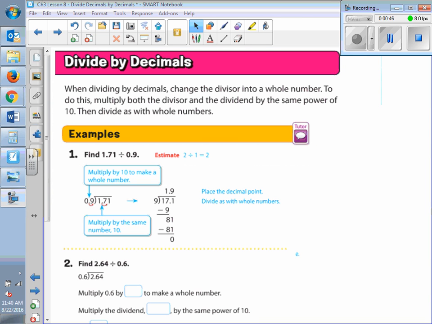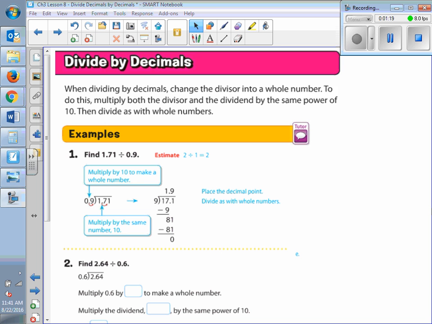Now it says, when dividing decimals, change the divisor into a whole number. And it says to do this, you're going to multiply both the divisor and the dividend by the same power of 10. Then divide as whole numbers. So in other words, that means that you are going to move the decimal in the divisor to the right until it becomes a whole number. Okay? Until it becomes a whole number.